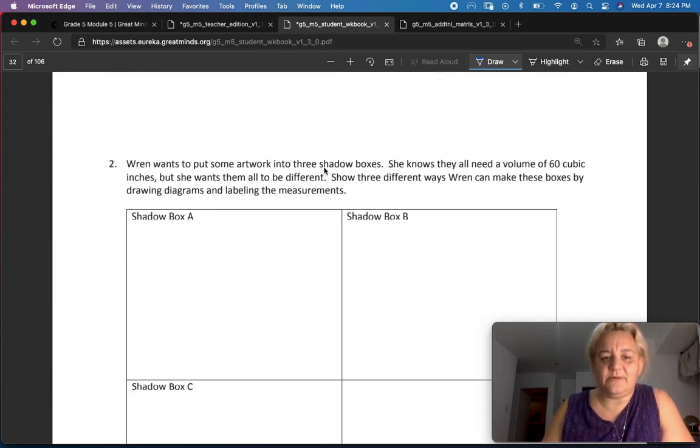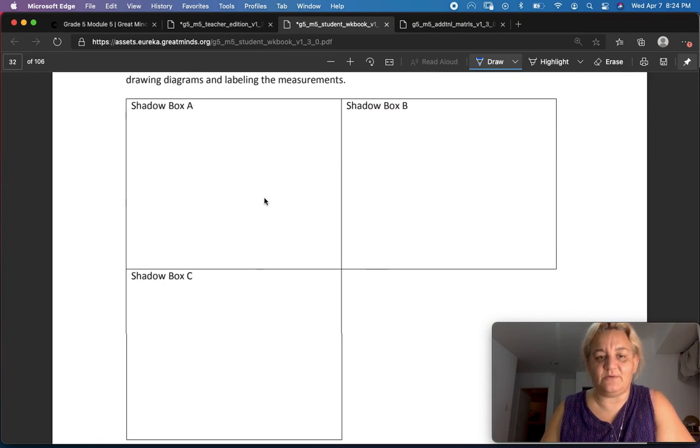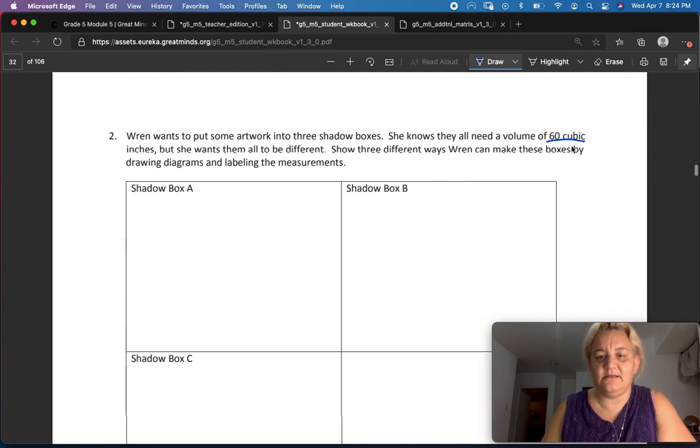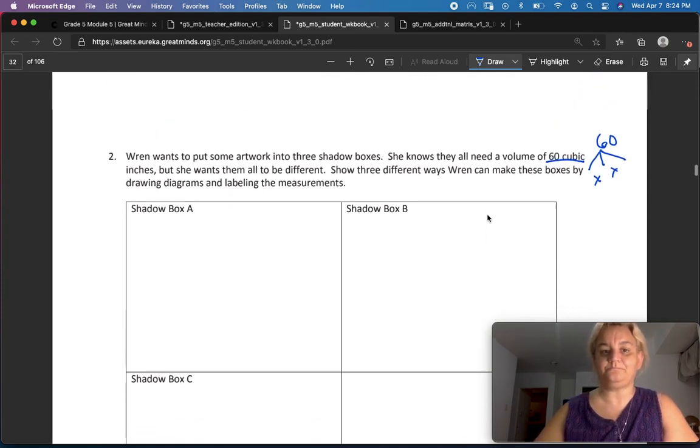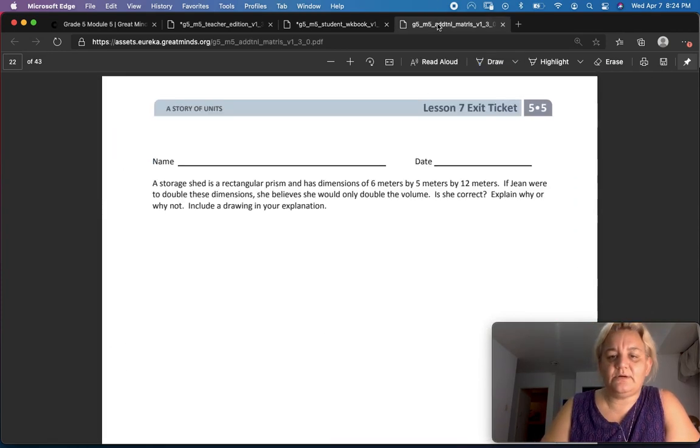Ren wants to put some artwork in 3 shadow boxes. She needs the volume to be 60 cubic inches, but she wants them to be all different shapes, so you have to make shadow boxes with 60 cubic inches. So how are you going to break 60 apart into 3 different numbers multiplied by each other? Okay, so be careful.